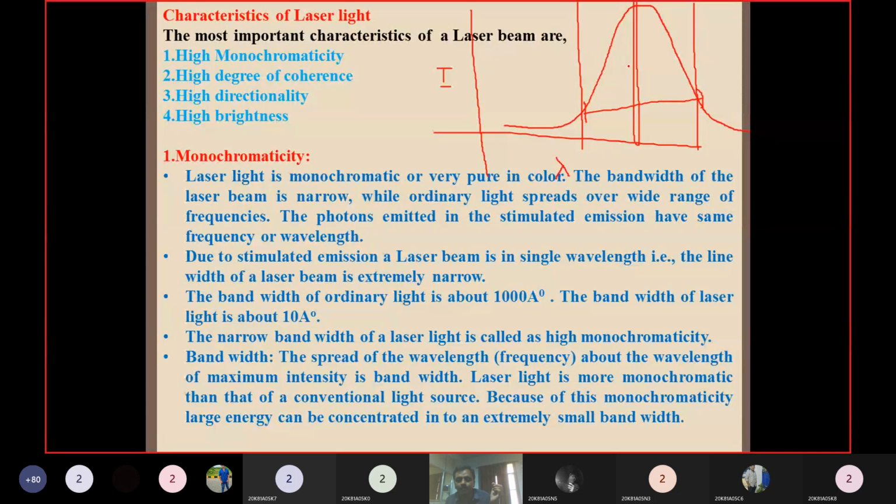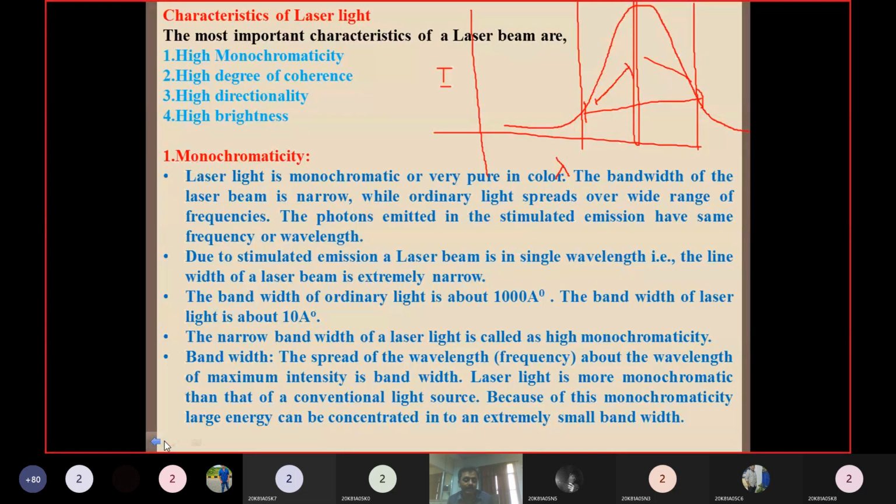If you go in other directions, the intensity decreases. That is why it is not purely monochromatic. The bandwidth is also very high in the case of ordinary monochromatic lights.